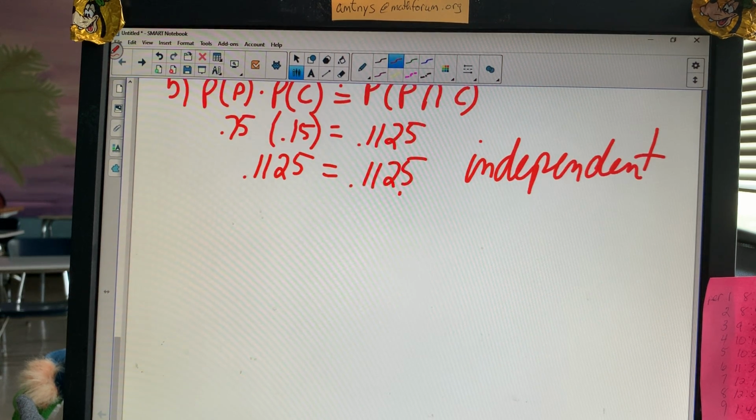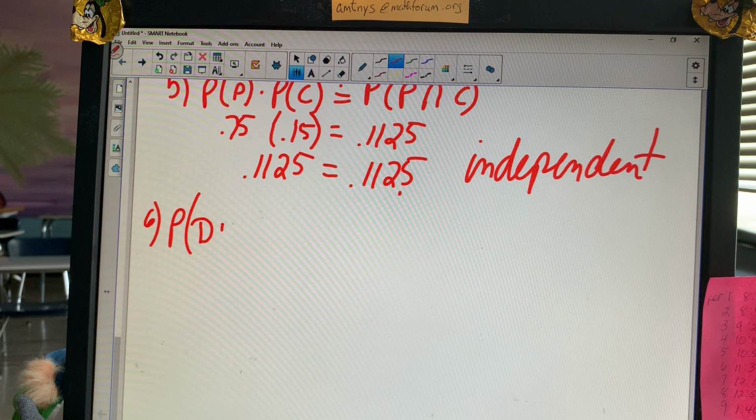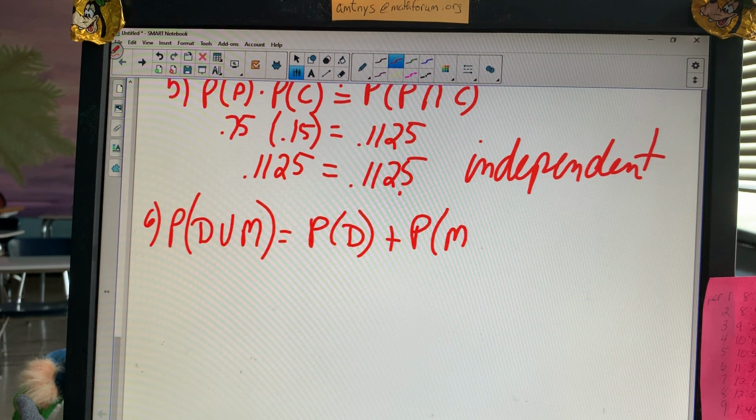For number 6, there are 900 seniors enrolled in a school. They want the probability of a senior traveling to Disney or having Mickey Mouse luggage. So I'm going to do, the keyword is or. Probability of Disney or Mickey Mouse luggage is equal to the probability of Disney plus the probability of Mickey minus the probability of Disney and Mickey.